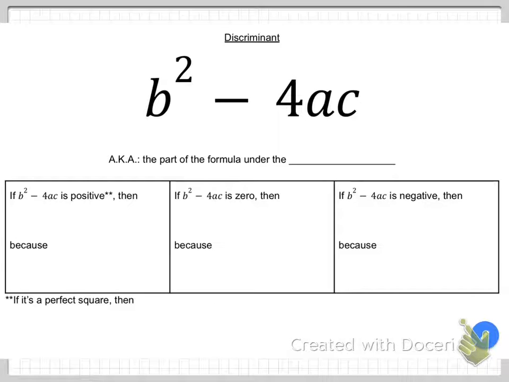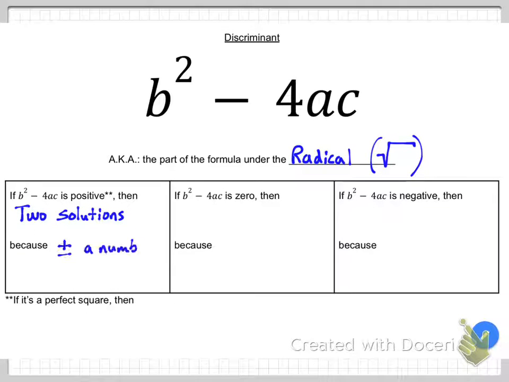The discriminant is exactly the part of the quadratic formula that is inside the square root. However, notice there's no square root on this because we're just looking at that number. So b squared minus 4ac, aka the part of the formula under the radical. Radical is a fancy word for square root, okay? So, like we said before, if b squared minus 4ac is positive, then we have two solutions because we have plus or minus a number, and that gives us two different solutions, the plus a number and the minus a number.